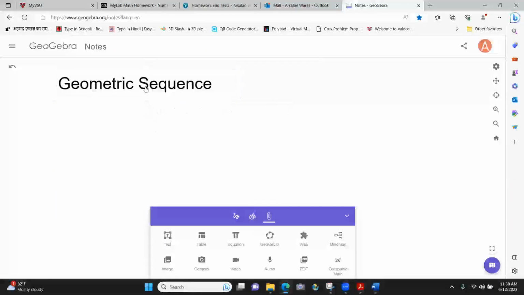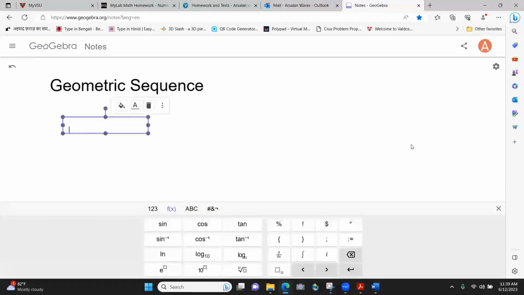arithmetic sequence was going up by a fixed number. Okay, 2, 4, 6, 8, it's going up by 2. Geometric sequence looks like this. I'm going to give you an example, then I'm going to explain it to you.